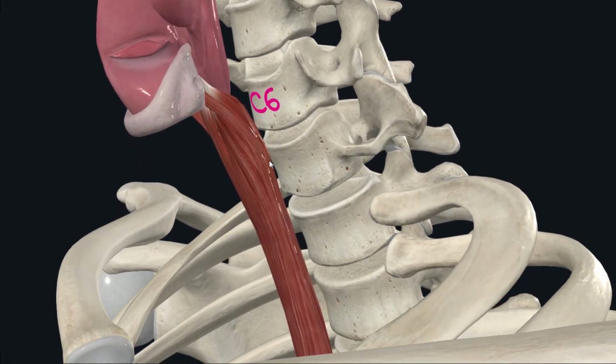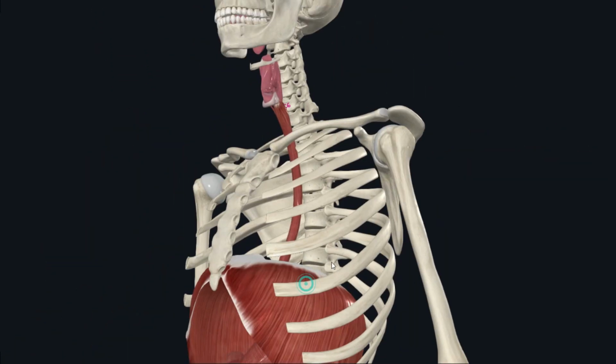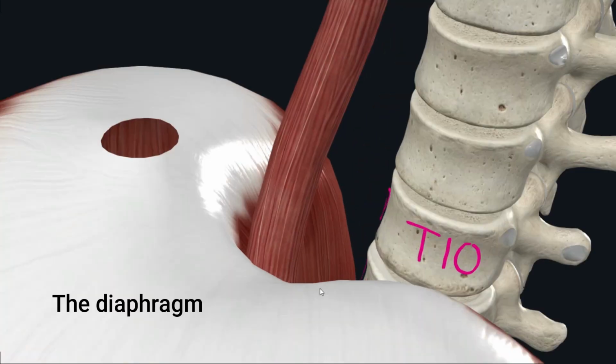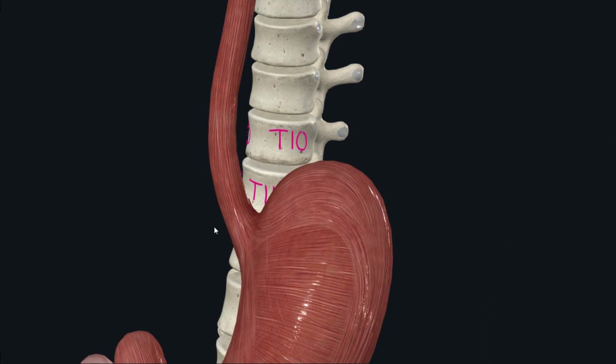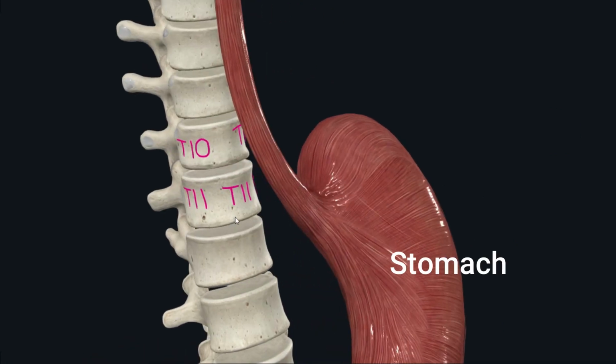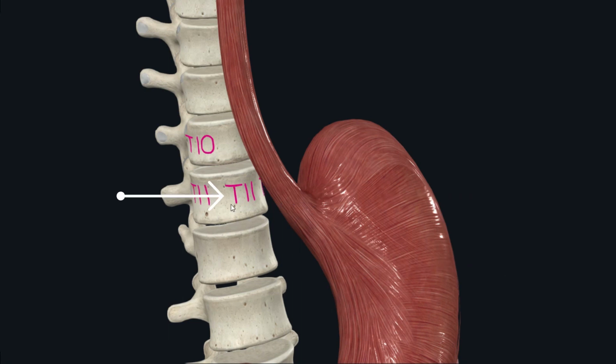Then it descends in front of the vertebral column and passes through the superior mediastinum and posterior mediastinum, and then it pierces the diaphragm at the level of the 10th thoracic vertebra. It ends by opening into the stomach at its cardiac end at the level of the 11th thoracic vertebra.